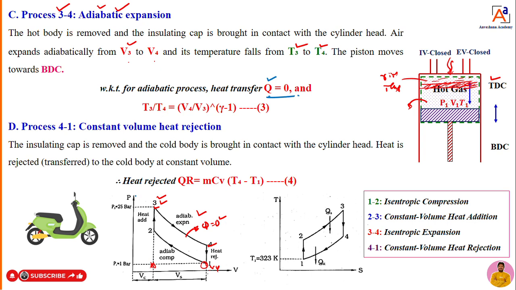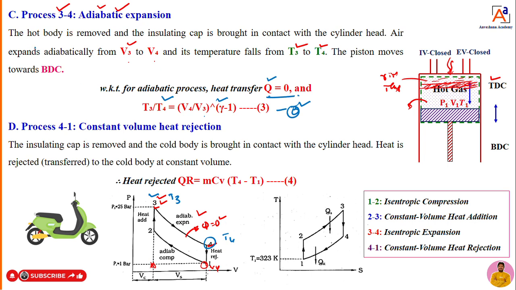What is that equation? T3 divided by T4 is equal to V4 divided by V3 to the power of gamma minus 1. The variation of temperature versus volume can be expressed in terms of this equation: T3 by T4 is equal to V4 by V3 to the power of gamma minus 1. That equation I will call equation number 3.